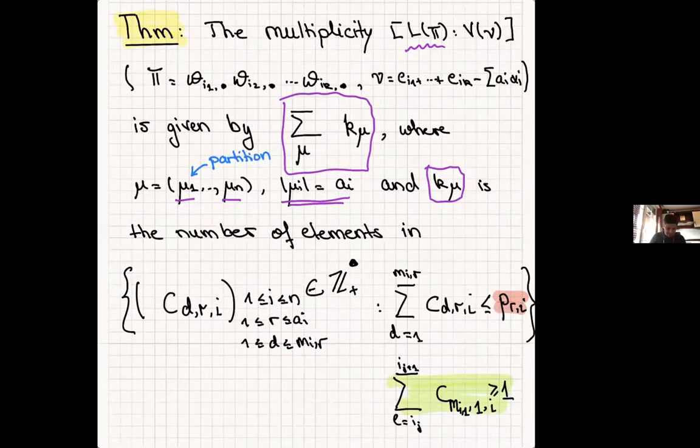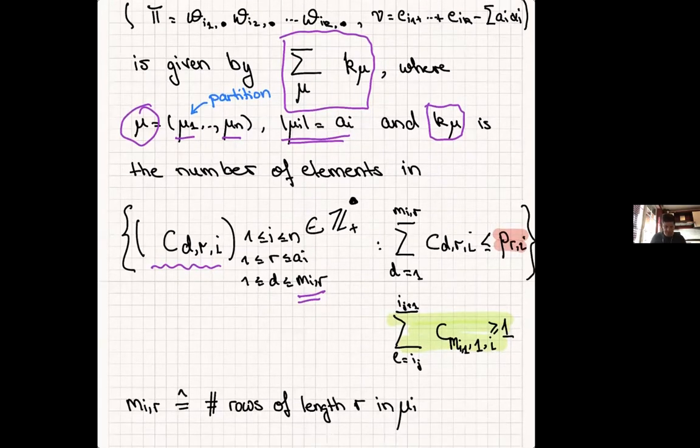So you take points c_{d,r,i}. Here i is between 1 and n, the rank of SL_{n+1}, and r is between 1 and a_i, and d depends on a number which again depends on the multi-partition. But it's not hard, because you just count the number of rows of length r in mu_i. For example, in this simple one, how many rows of length 2 do you have? It's m_{i,2} equals 1, and you also have 1 row of length 1, and everything else is 0.